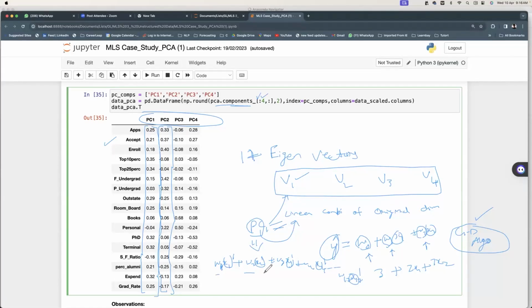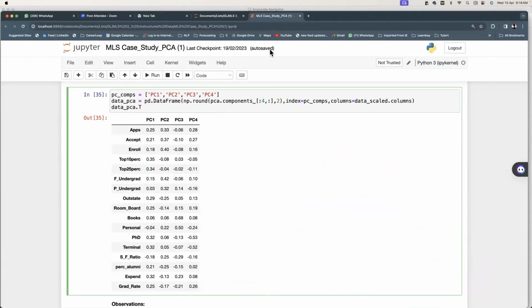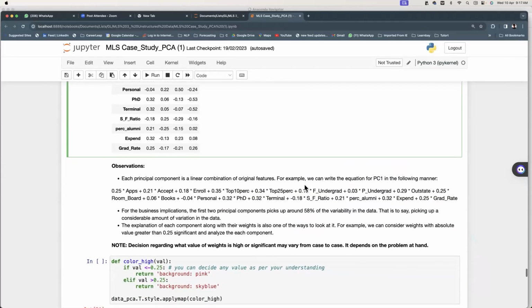But what is W0, W1, W2, W3, until W17 is what we will get from this eigenvector. So this is the eigenvector. So it is equal to 0.25 x1 plus 0.21 x2 plus 0.18 x3 and so on, until the last one is 0.25 x17. This is equal to principal component 1, a linear combination of original features. Similarly, you can see principal component 2, 3 and 4, exactly what I have printed over here also.